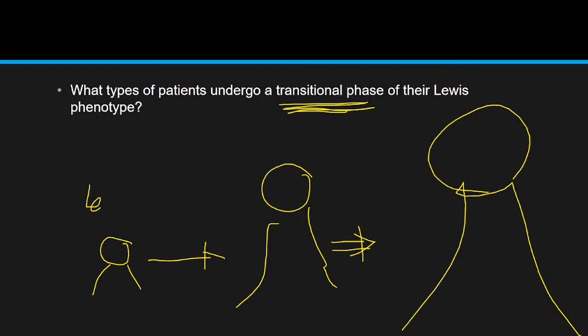Choices are the following: Le(a) neg, b neg; a neg, b neg; Le(a) pos, b pos; Le(a) pos, b pos; and then Le(a) neg, b pos. What's your Lewis phenotype when you're a newborn? Those are the choices.